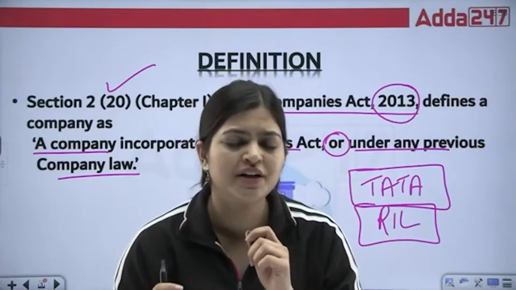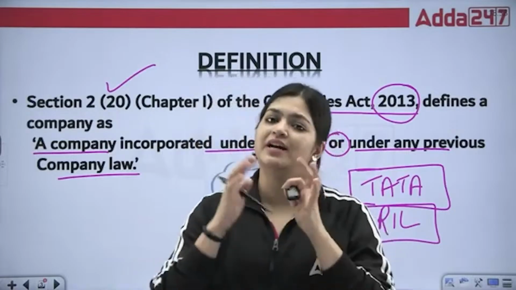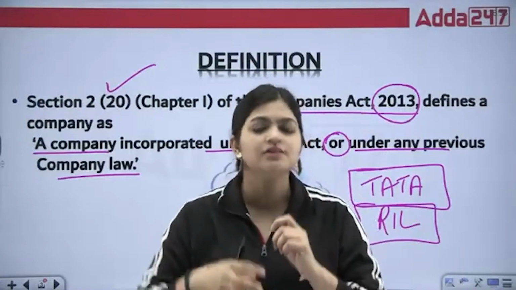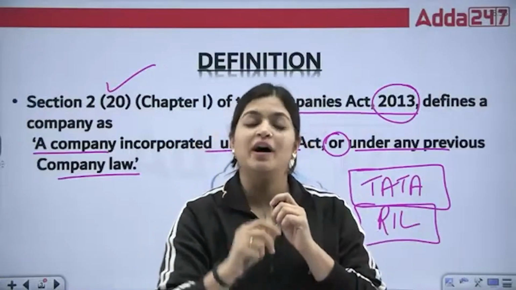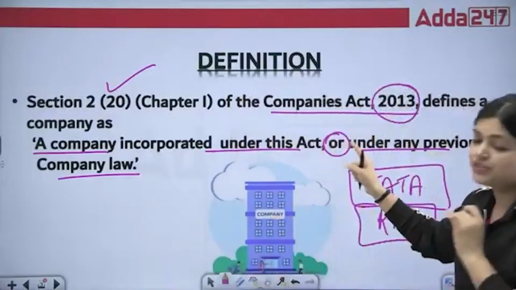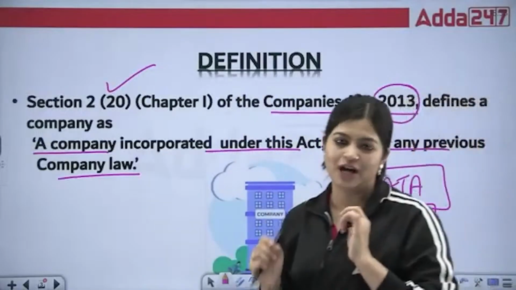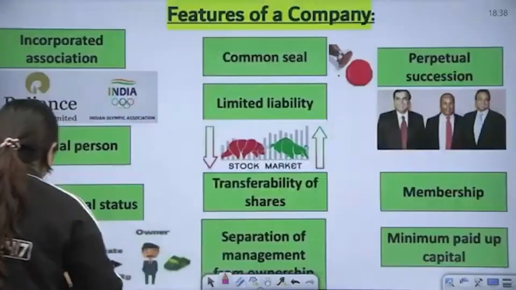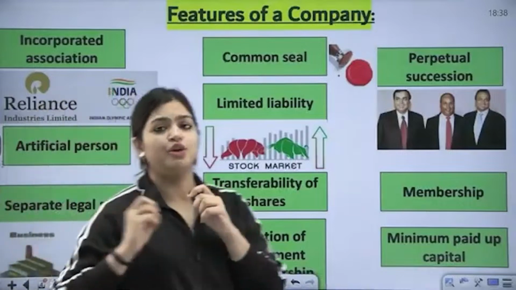Like as an individual, we require a PAN card, we require an Aadhaar card. Why do we require all these things? For proof. Yes, the companies also require proof, and how will they get that proof? Through this registration under the Companies Act 2013. So this is the basic definition, and now let's talk about a few features of a company.